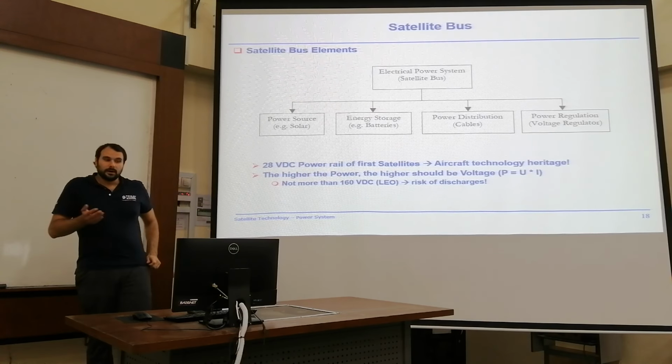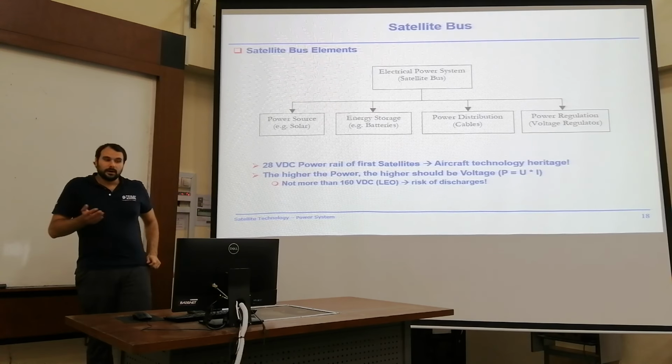Traditionally, a 28 volt direct current, 28 VDC, power rail has been used for the first satellites, and that's simply because of the heritage from aircraft technology. So you had components that were already in the air, so the engineers just thought, well, air is air, at least space is space, and just used the same technology that already works. However, we need to keep in mind that the higher the power of our satellite, usually the higher should also be our voltage.